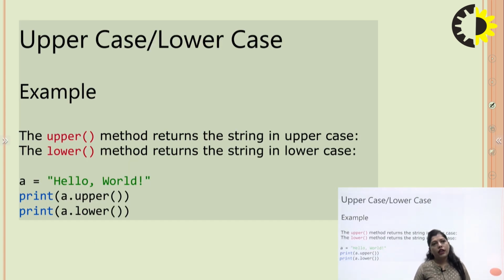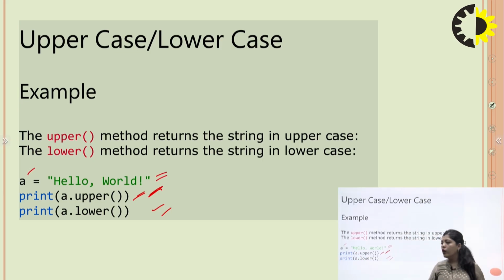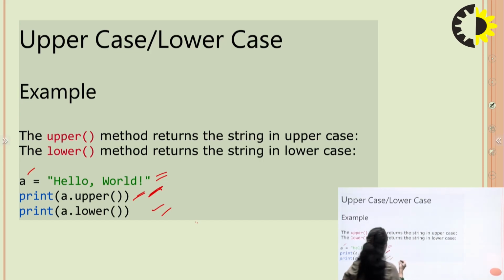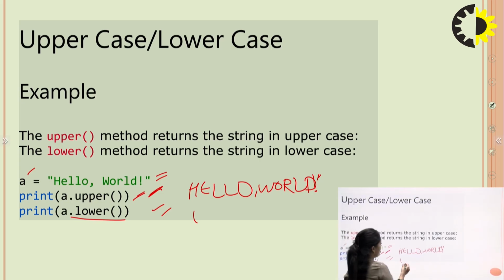Next is uppercase and lowercase. If you want to print the statement in uppercase or in lowercase, we can use the string methods a.upper and a.lower. A is the variable name and the string is hello world. With upper, the output is in uppercase, HELLO WORLD. But with lower, the output will be in lowercase, like that.